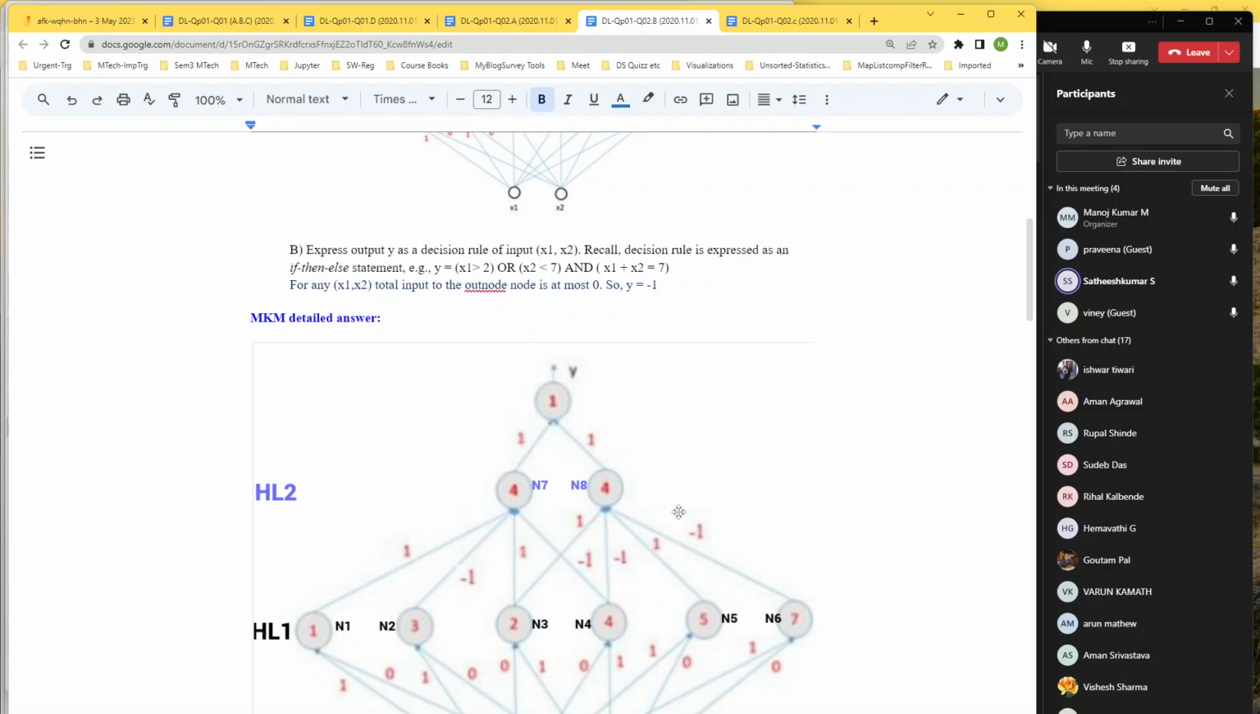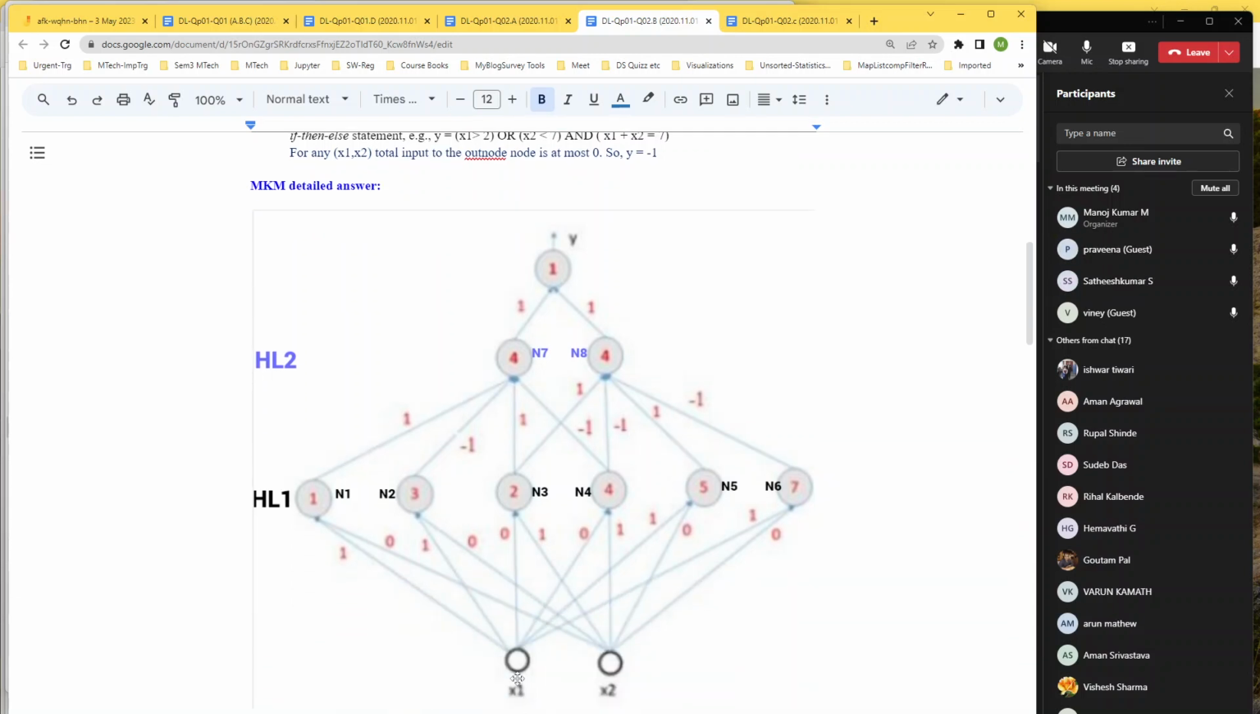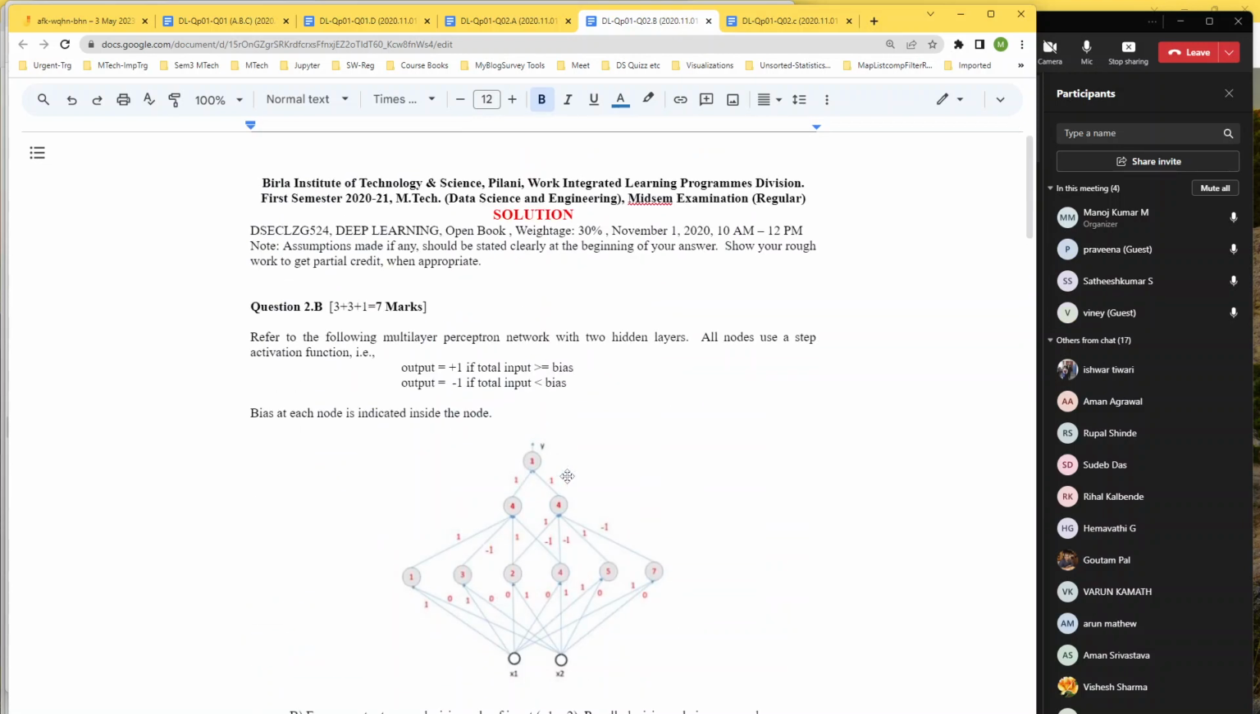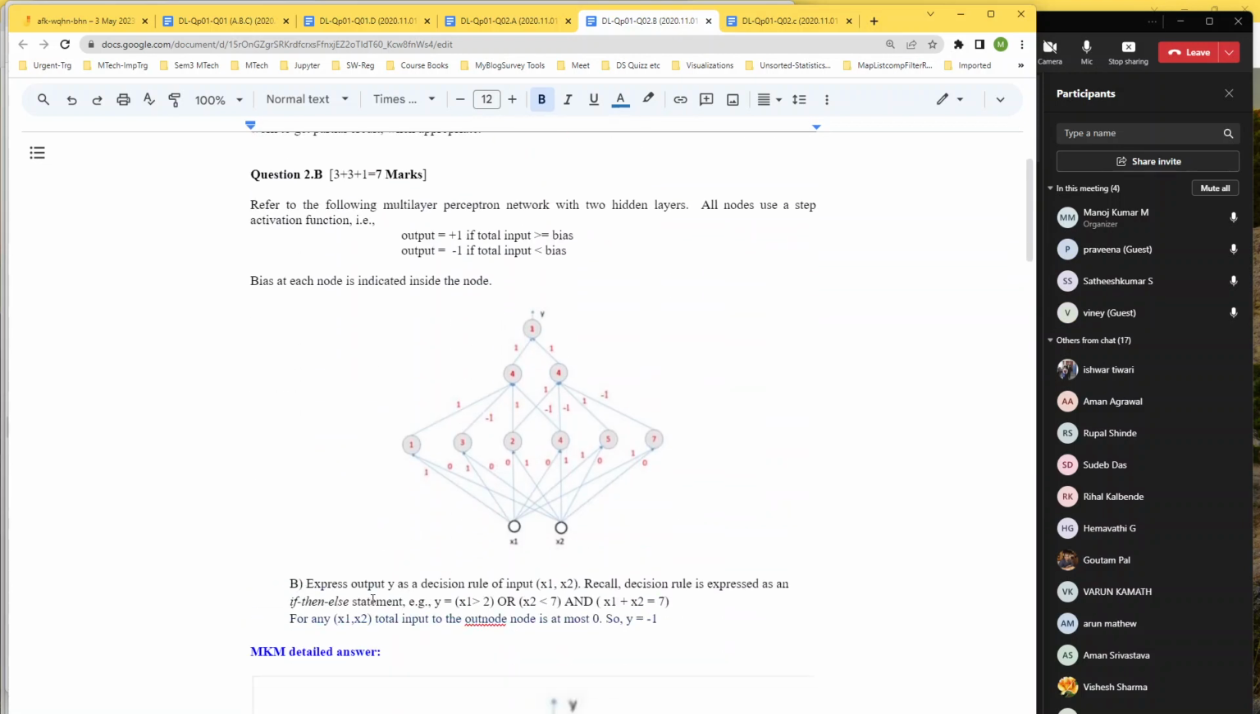Then what are we trying to do here? We are trying to find the values of x1 and x2 under these conditions, what they should be to get plus 1 in the output. The question is: express the output y as a decision rule of the input. You need to find values of x1 and x2 that will give you the expected y.